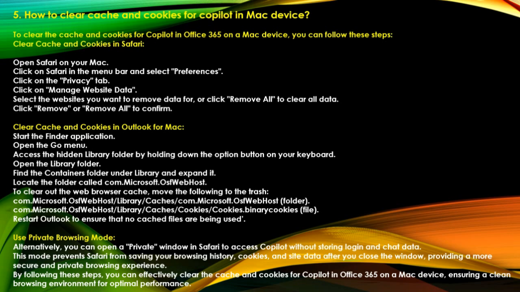Use private browsing mode. Alternatively, you can open a private window in Safari to access Copilot without storing login and chat data. This mode prevents Safari from saving your browsing history, cookies, and site data after you close the window, providing a more secure and private browsing experience. By following these steps, you can effectively clear the cache and cookies for Copilot in Office 365 on a Mac device, ensuring a clean browsing environment for optimal performance.